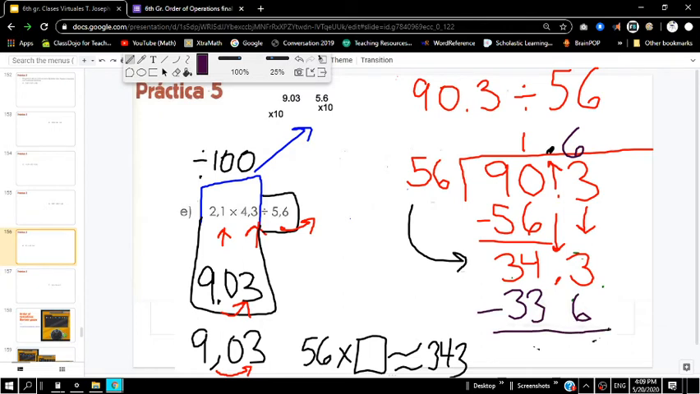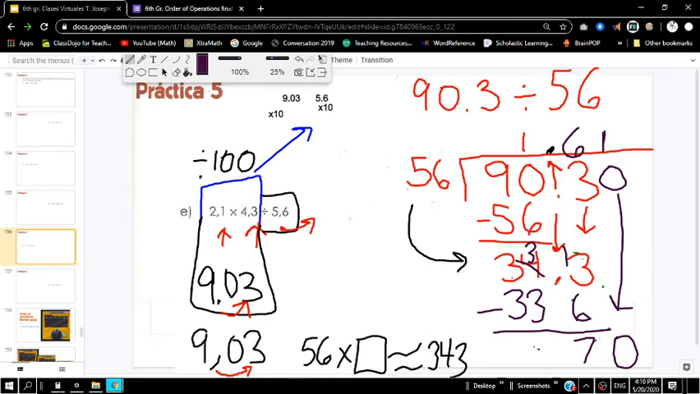Let's subtract. 3 minus 6 we can't do, so we're just going to knock off a 10 right there and bring it back over. 13 minus 6 is 7, and 33 minus 33 is 0. So we have 1.6 as our answer, but we need an answer that has 2 spots after the decimal. So we're going to bring down an imaginary 0 into our problem, and 56 can go into 70 just one time. You could continue and subtract 70 minus 56, and you would come up with 14, but we don't really need to.